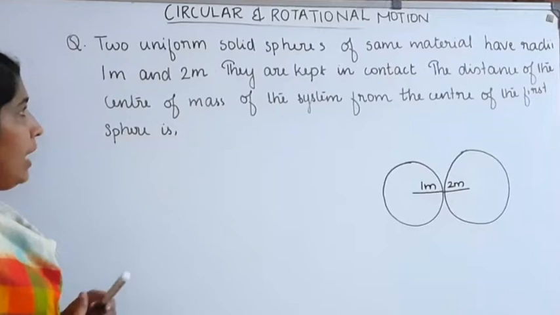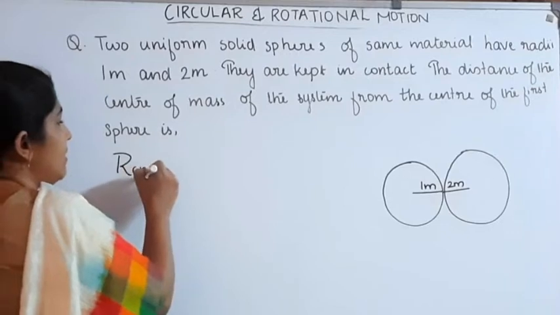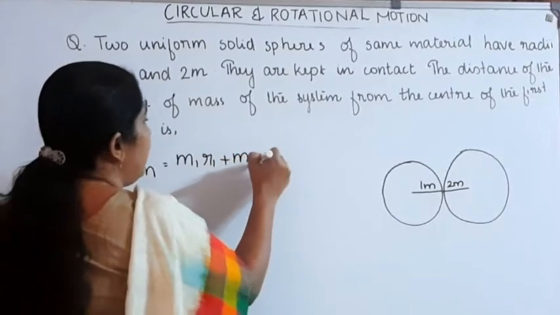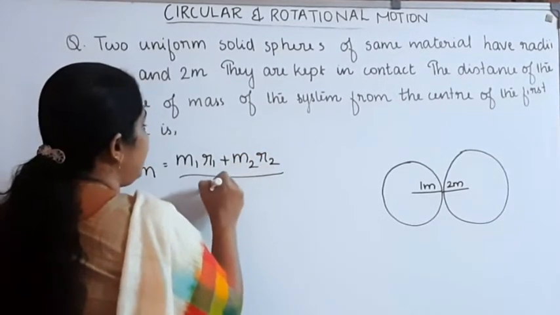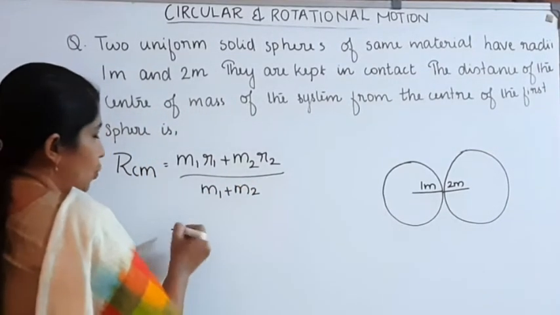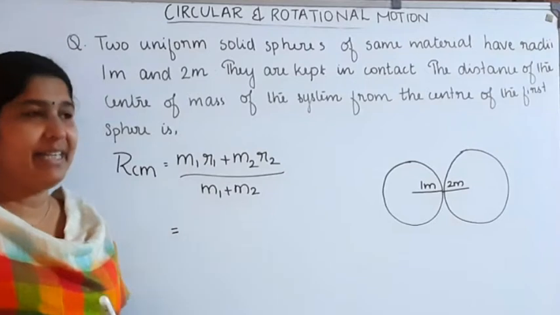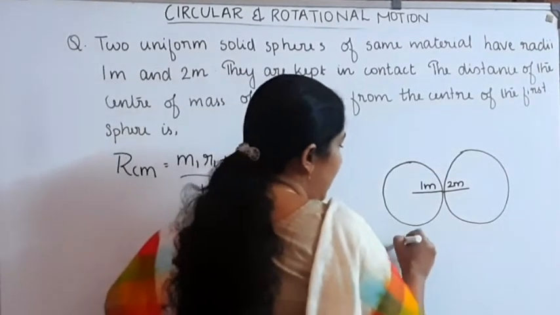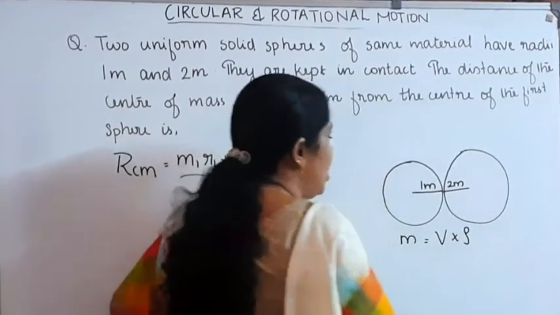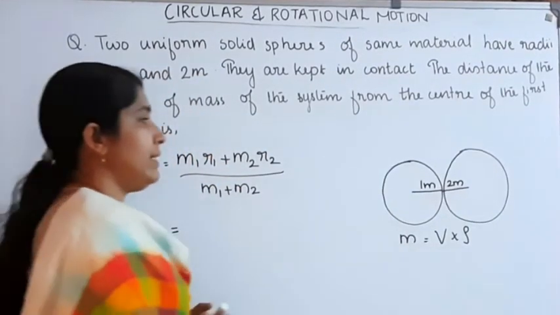We know the equation to find the center of mass. The equation for the center of mass is R CM equal to M1 R1 plus M2 R2 divided by M1 plus M2. What about M1 and M2? They are not given, but they are made up of the same material, so we can find the mass. Mass is equal to volume into density. That's the equation used to find M1 and M2.